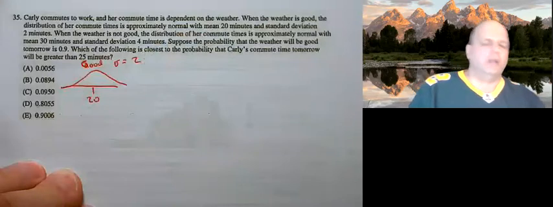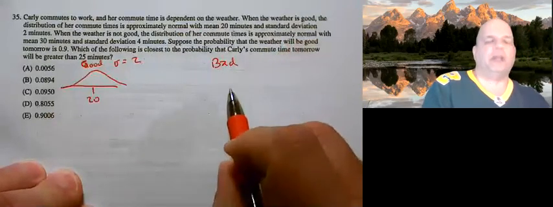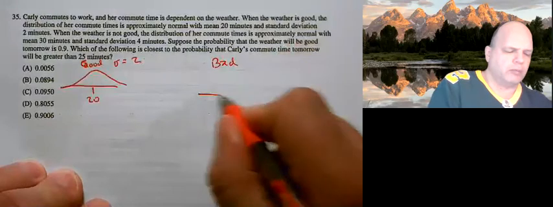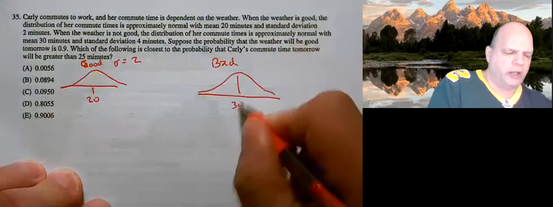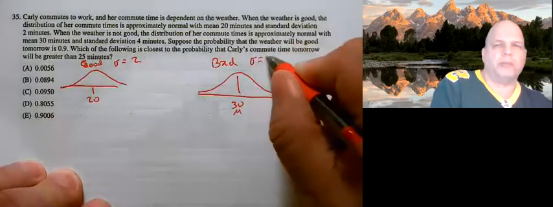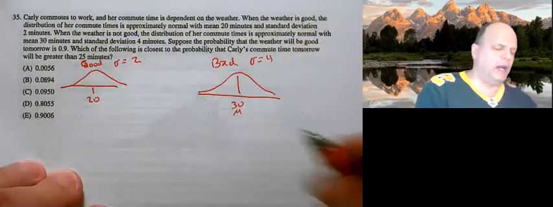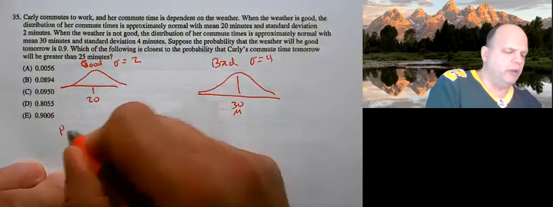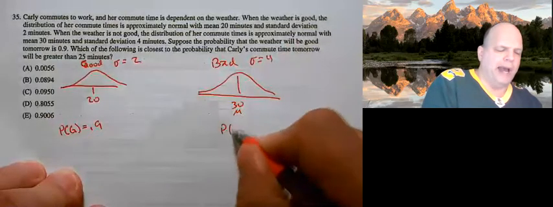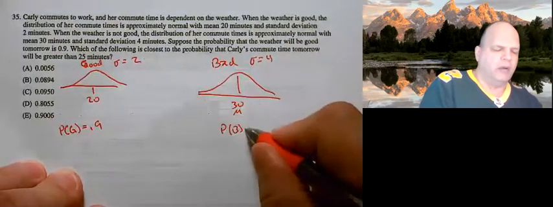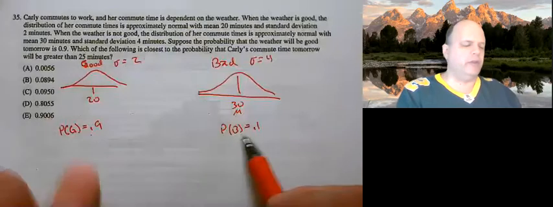When the weather is not good, I'm going to call it bad. I know they're saying not good. We have a mean of 30 with a standard deviation of 4. So our mean is 30 and our standard deviation is 4. Suppose the probability the weather will be good tomorrow is 0.9. So we have a probability of good equaling 0.9. That means the probability of bad is going to be 1 minus that, which is 0.1. All I did is 1 minus 0.9 gave me 0.1. You need to sum up to that.